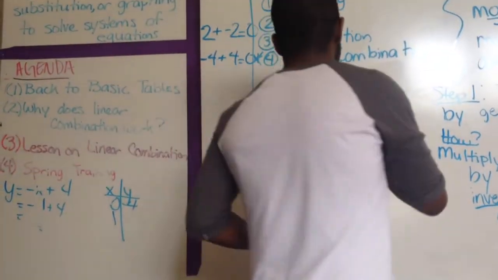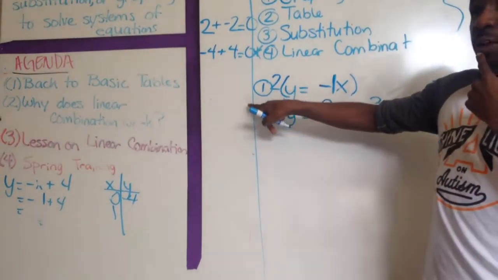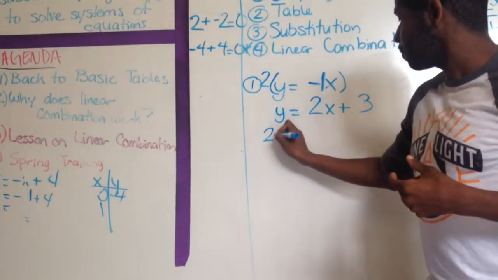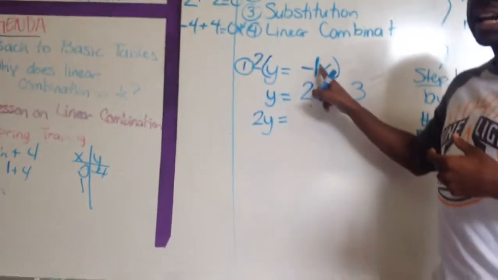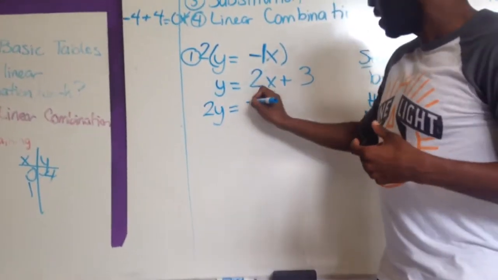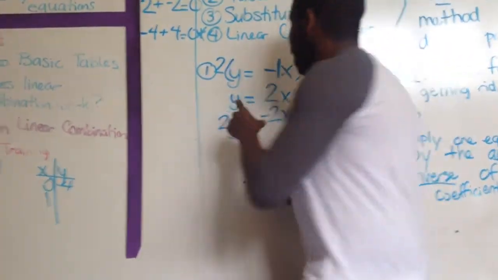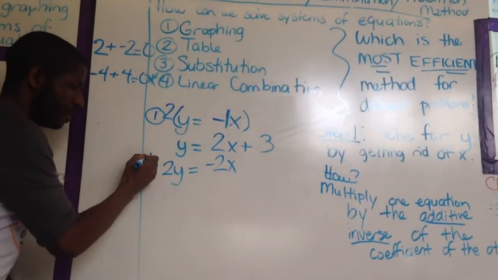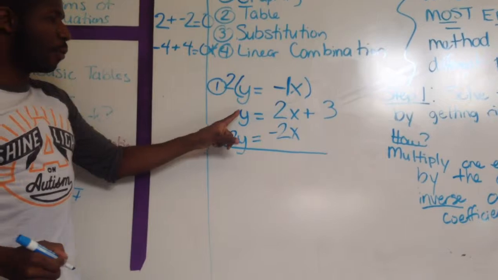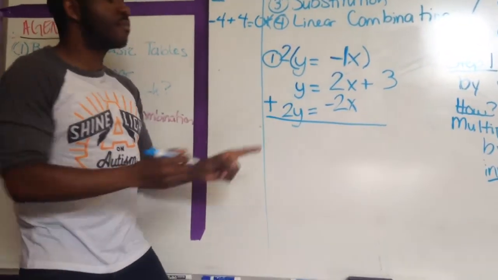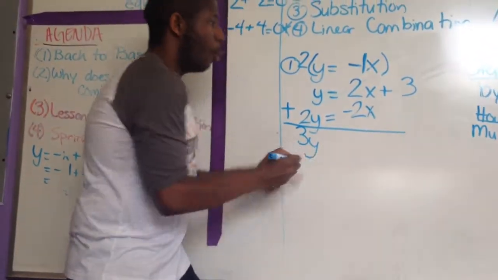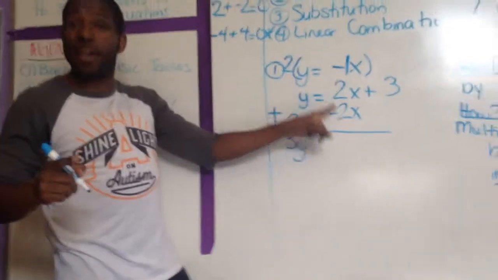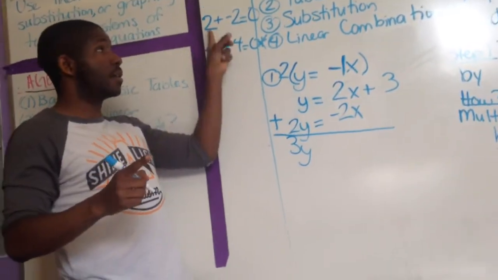So we got to work on basic rules of multiplication. That's what I'm telling y'all. Period 6 next week. Okay, so let's rewrite this. What is 2 times y? 2y equals, what's negative 1x times 2? Negative 2x. Now I'm going to add them together. What is y plus 2y? 3y. What is 2x plus negative 2x? 0. 0 is the additive inverse. 2 plus negative 2 is what? 0.